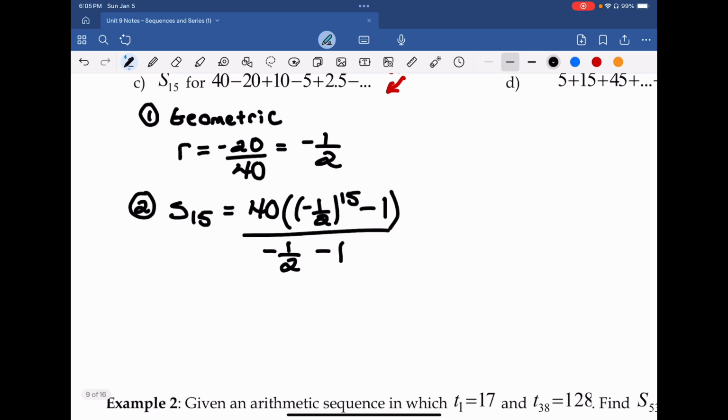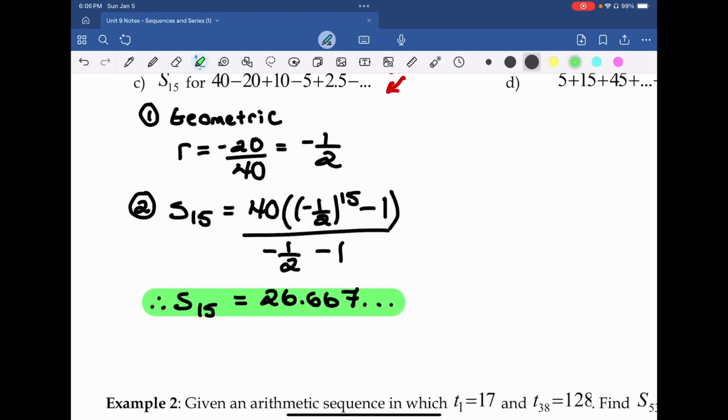Now, again, in your calculator, you could do this all at once. You could simplify things and then put them together. For me, I'm just going to simplify it all at once and give you that the S15, or the sum of the first 15 terms in the geometric series, is equal to 26.667. And it continues on a little bit with a couple more decimals.